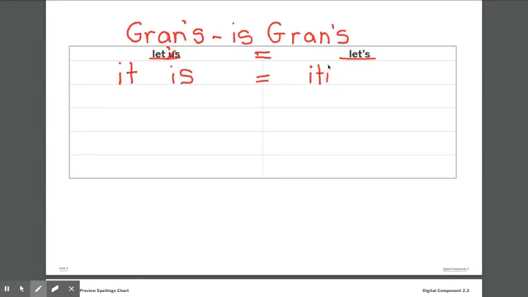You're going to write it is together. It is. That looks really funny, doesn't it? So you are going to cross off the I and you're going to turn it into an apostrophe. So now you have the contraction it's. It's a great day. Okay, let's try another one.